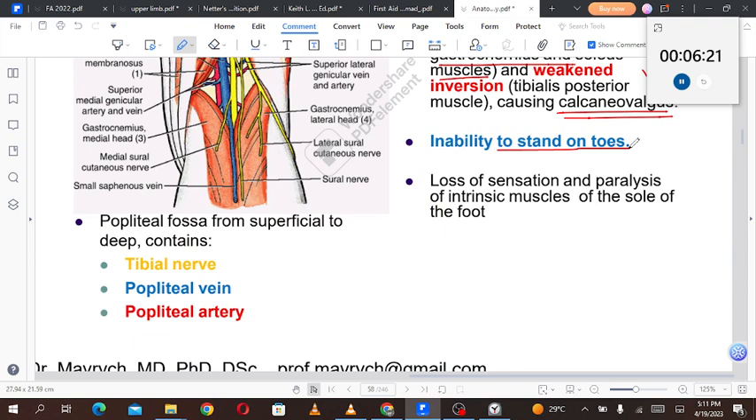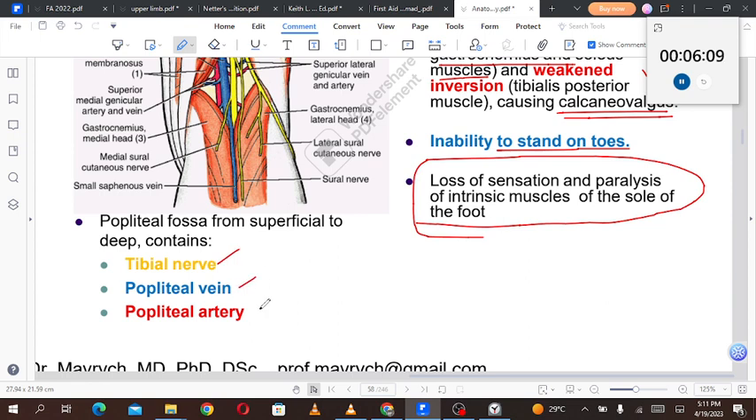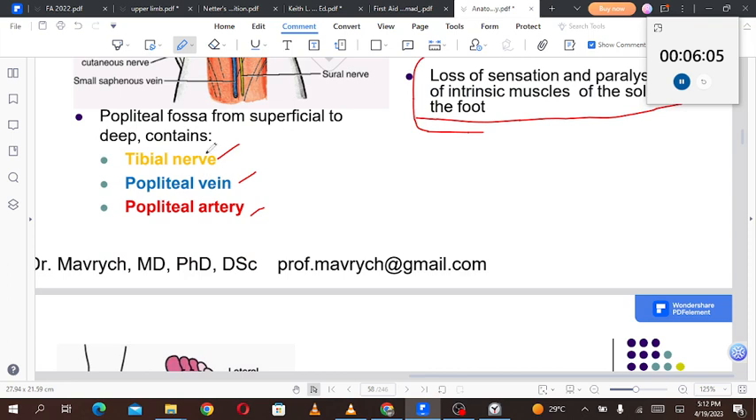Inability to stand on toes. Loss of sensation and paralysis of the intrinsic muscles of the sole of the foot. The popliteal fossa from superficial to deep contains the tibial nerve, which is most superficial, then the popliteal vein, and ultimately the popliteal artery. So the tibial nerve, popliteal vein, and popliteal artery are the structures from superficial to deep.